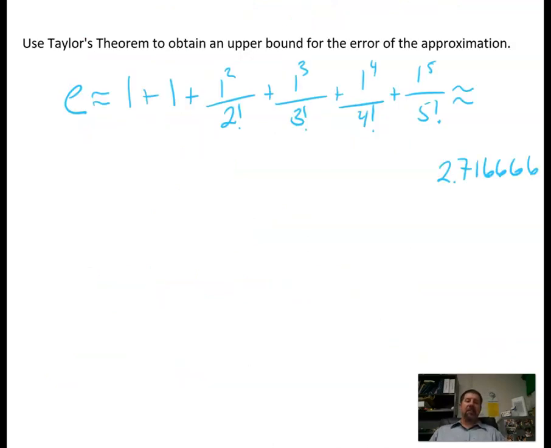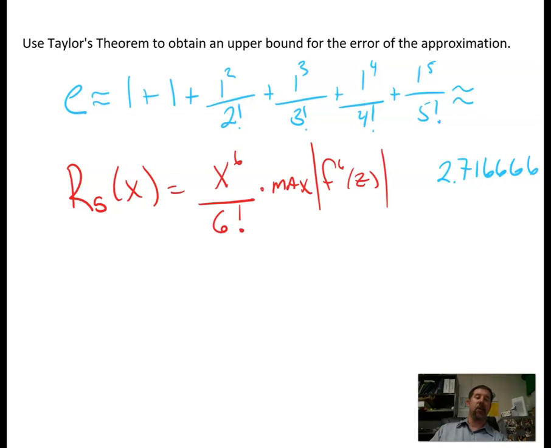I want to use Taylor's theorem or the Lagrange error bound to obtain an upper bound for the error of this approximation. I know that e is 1 plus 1 plus 1 squared over 2 factorial plus 1 cubed over 3 factorial and so on. This is an approximation to the fifth power, so to find my error or the remainder, I'd find the remainder with an n of 5. And again, I always remember, it's the next neglected term. So the next neglected term in this case for e would be x to the 6 over 6 factorial times that derivative. And I don't know what that derivative is, so we just say the max derivative, whatever the max could be.